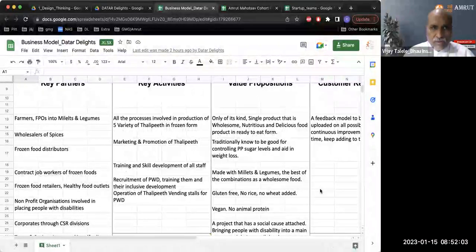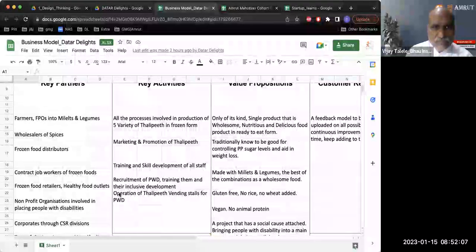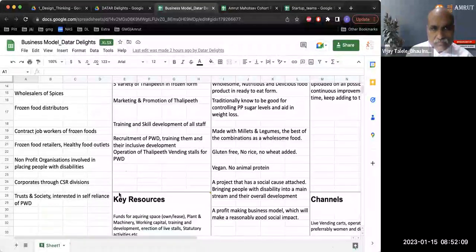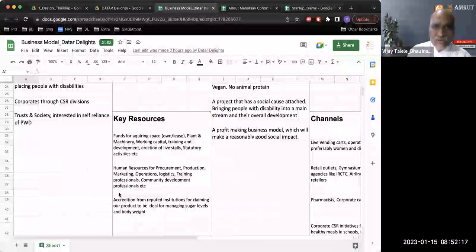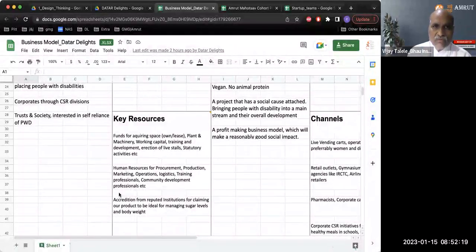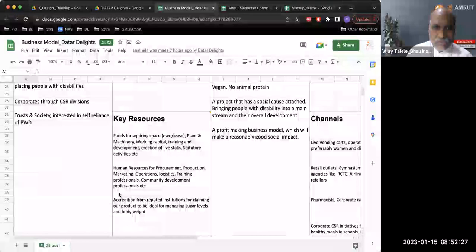Okay. Let's look at the key partners for the key resources. Okay, funds for acquiring space, plant, machinery, working capital, training, erection of live stalls. Okay, statutory activities, human resources.